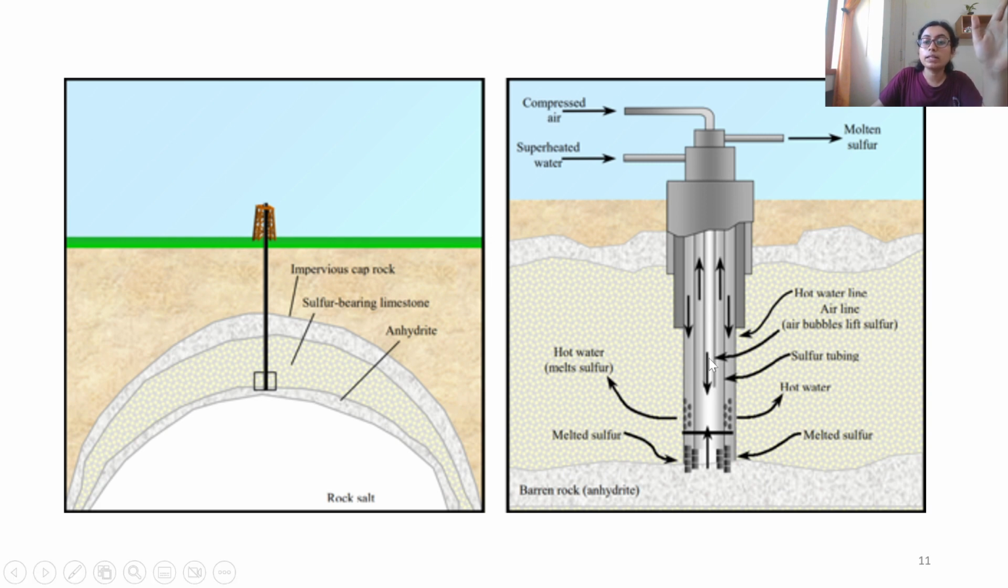What will we do then? We will insert hot air, hot steam, and through that insertion the sulfur will become frothy, its density will be lower, and it will be pushed up. This is how the machine works. The sulfur is pushed up through the middle tube, and through the innermost tube the hot air is passed to make it frothy. In this way very pure sulfur, around 99.8% pure, is extracted.